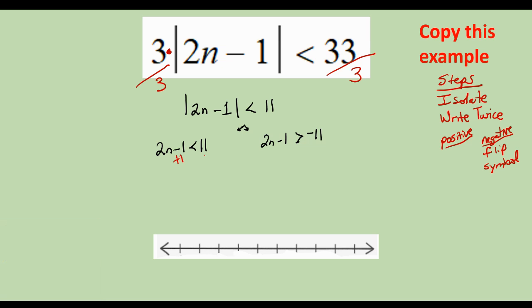So you would add 1 to both sides. Divide by 2. All the numbers less than 6. And the other side, you would add 1. -11 plus 1 is -10. Divide by 2.